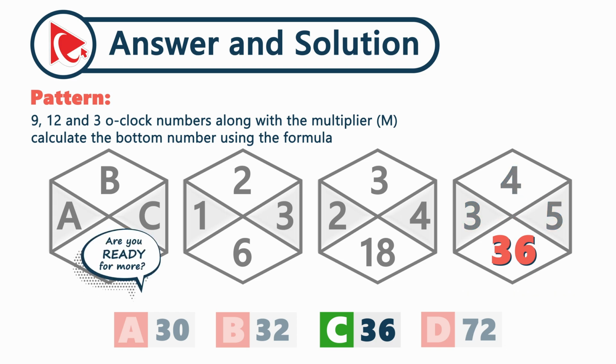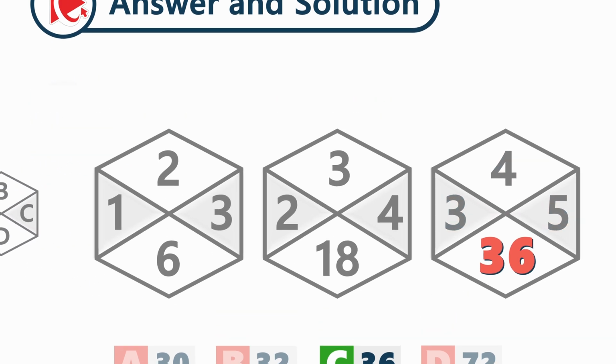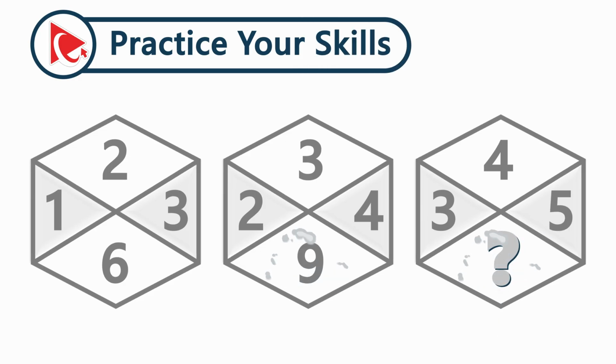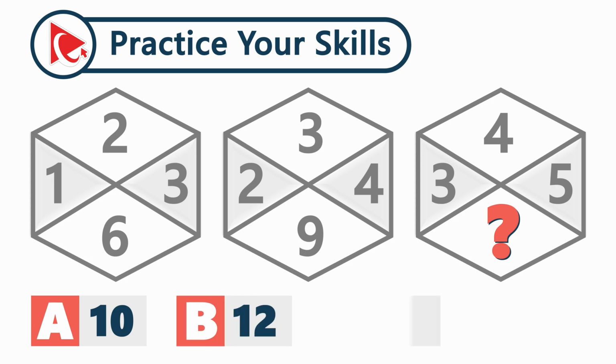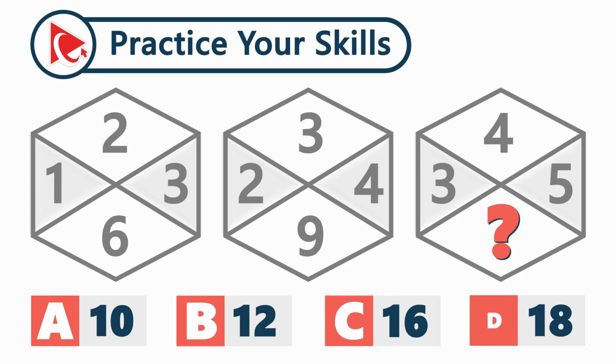But wait, are you ready for more? Try this question to see how you would do. You're presented with 3 shapes. Each shape has 4 numbers inside. The first shape has numbers 3, 2, 1, and 6. The second shape has numbers 4, 3, 2, and 9. And then the third shape has numbers 5, 4, and 3, which are visible. And then comes the missing number, which you need to calculate and select your answer out of 4 possible choices. Choice A, 10, choice B, 12, choice C, 16, and choice D, 18.